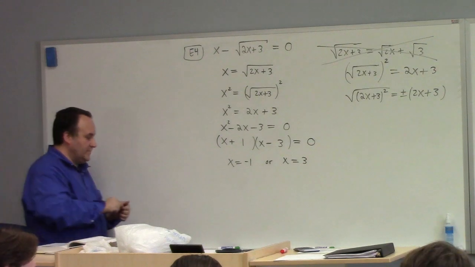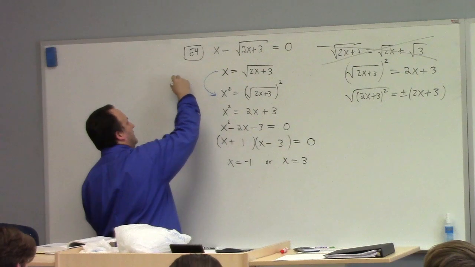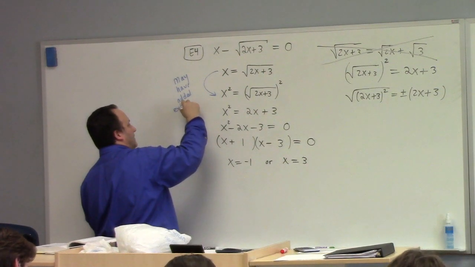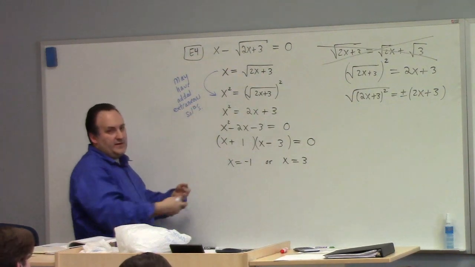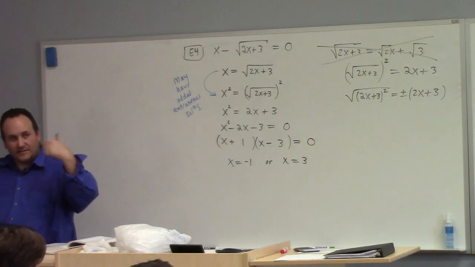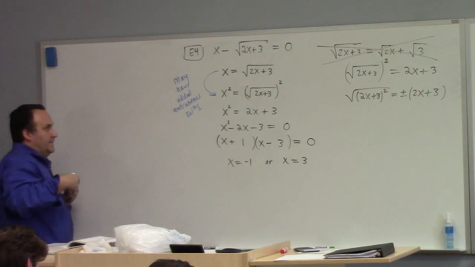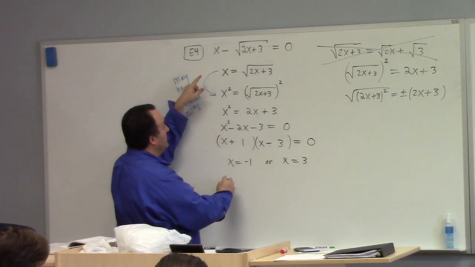Here's the thing. This step right here, you may have added extraneous solutions. Whenever we square the equation, we're erasing the sign of both sides. If it was minus, when we square it, that minus is gone, right? So we're losing information when we square, and in some sense we can be adding additional solutions. So if you go back and try this, what happens? How about x equals minus 1?